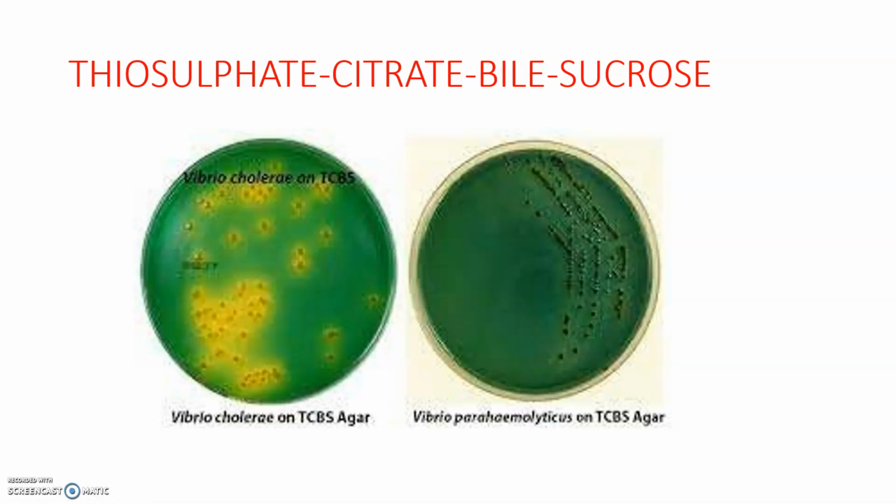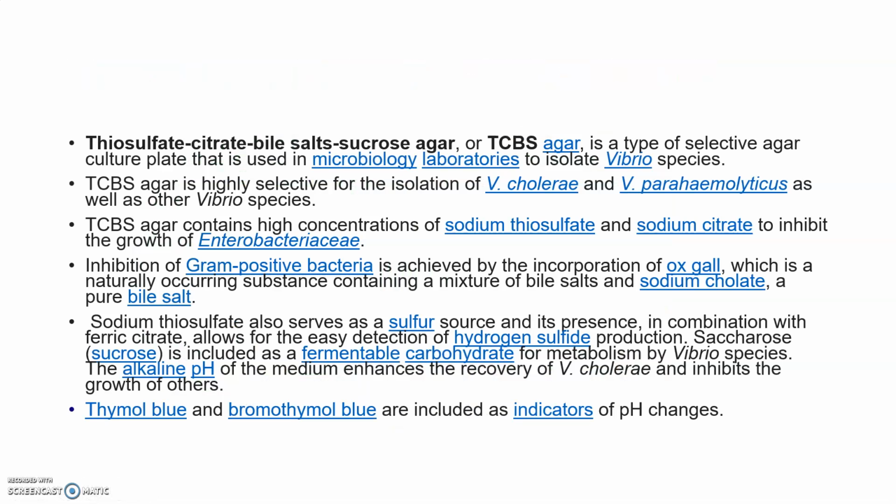Last one is thiosulfate citrate bile sucrose medium. It is mainly used to isolate Vibrio cholerae. The Vibrio cholerae appear as a yellow color in this agar, and the other species, Vibrio parahaemolyticus, appear as dark green color. As a result of the fermentation, the color changes to yellow. This is the TCBS agar, a type of selective agar used in the microbiology laboratory to isolate Vibrio, and it is a highly selective medium for isolating Vibrio cholerae from Vibrio parahaemolyticus.